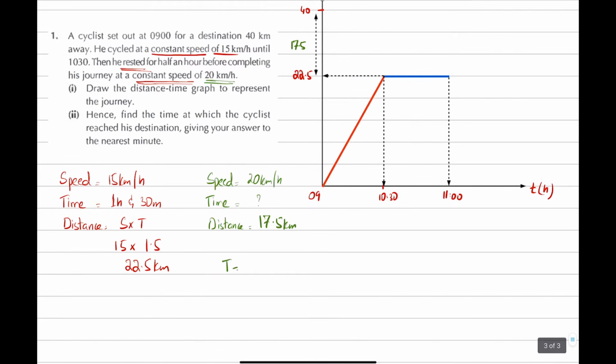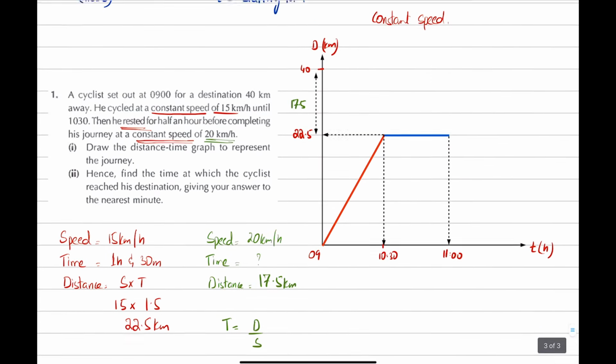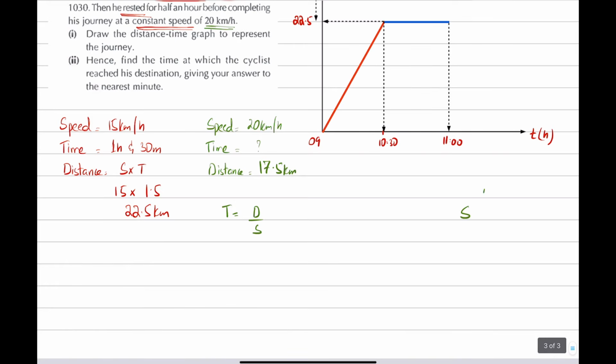Now we can work out the time, which is equal to what? Distance upon speed. I hope you guys know how to convert this formula. The way you remember it is, if you want the speed, you cover the speed, you have distance upon time. If you want the distance, you cover the distance, you have speed into time. And if you want the time, time equals distance upon speed. So distance is 17.5. The speed is 20.